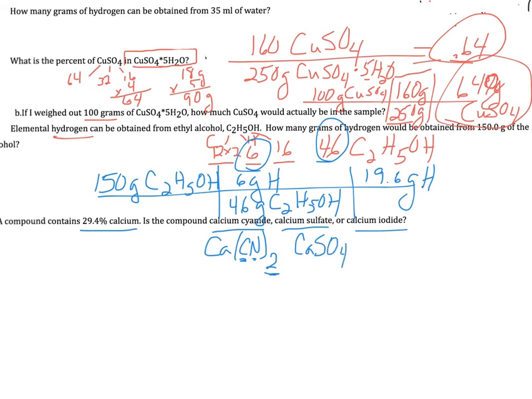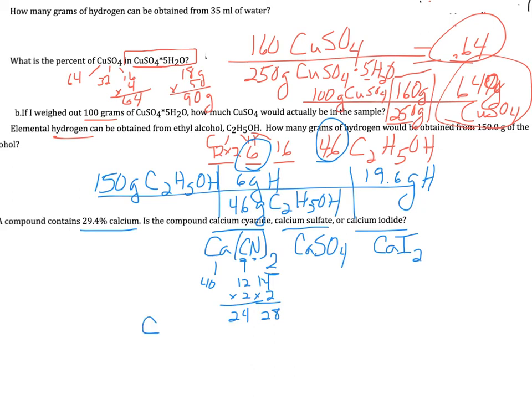Calcium sulfate, CaSO4, or calcium iodide, CaI2. And again, I will give you these formulas. You wouldn't have to look them up. So you have these 3 formulas. How do you solve for this problem? You set up ratios of calcium to the total mass of the formula. So calcium is 40, carbon is 12, and there's 2 of them, so that comes out to be 24. And nitrogen is 14, and there's 2 of them, so that comes out to be 28. So the total mass of this first formula is going to be 92.